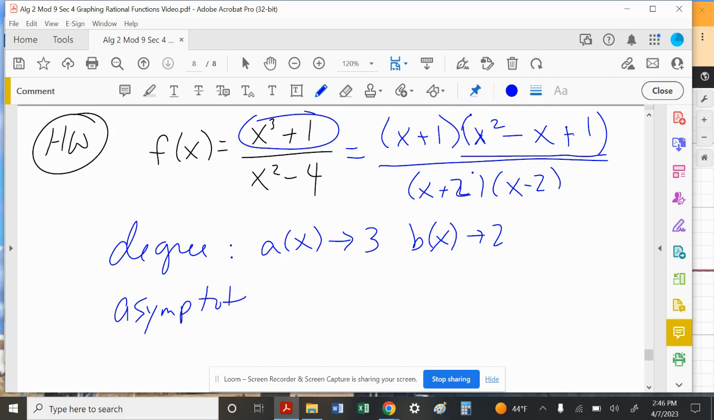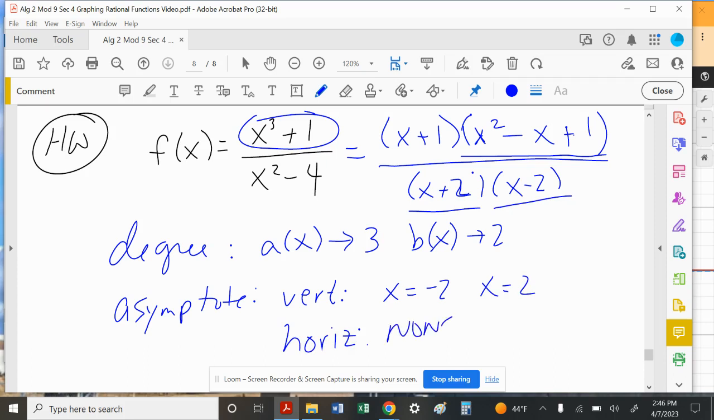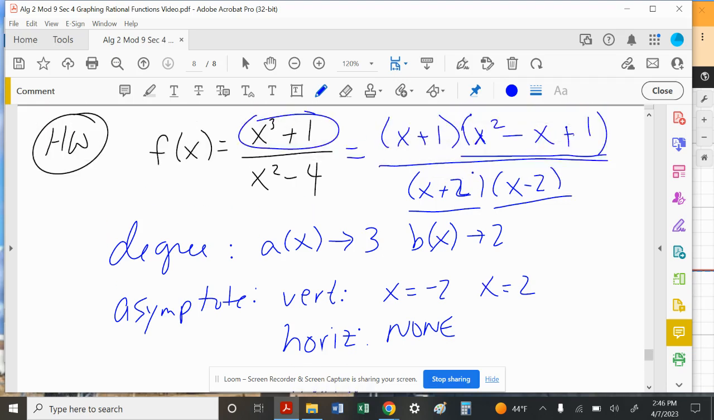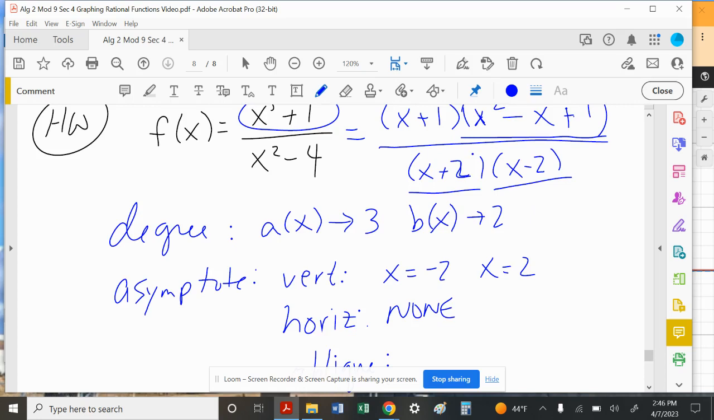So we have, for our asymptotes, our vertical asymptotes. We can see that one is at x equals negative 2, and the other one's at x equals positive 2. So we know that much. We have a horizontal asymptote. Actually, never mind. We don't have a horizontal asymptote. The reason is that the degree of a of x is greater than the degree of b of x. But we do have an oblique asymptote because the degree of a of x is only 1 greater than the degree of b of x. And so in that particular case, we do have one.